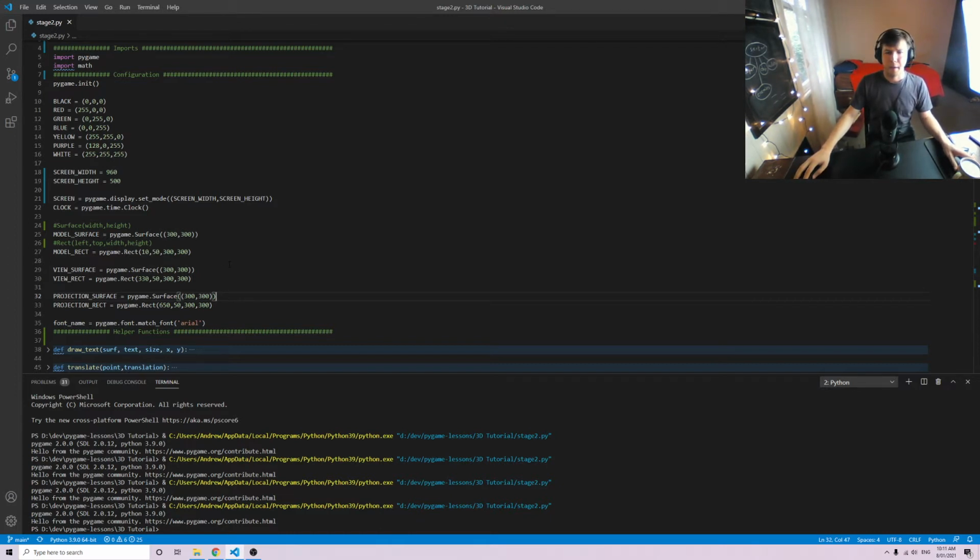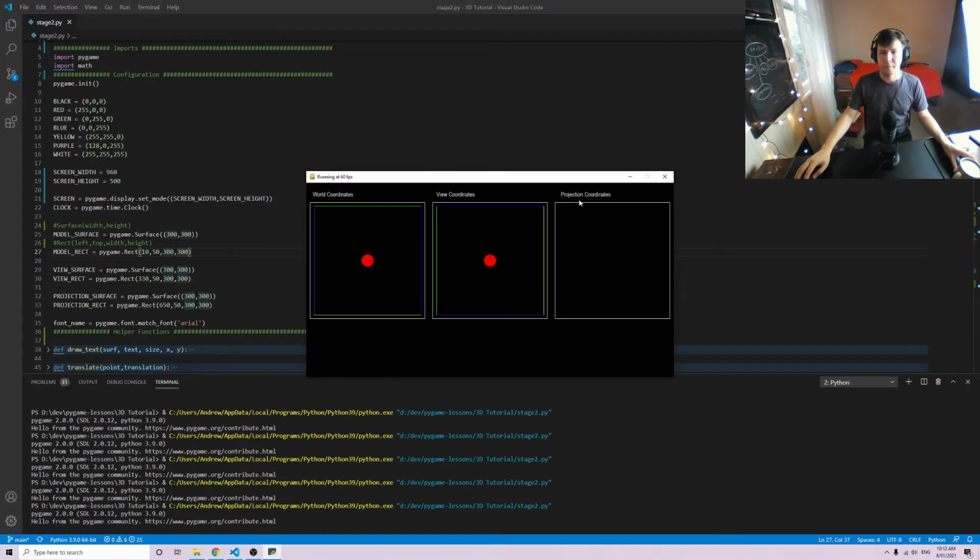Now we need a rectangle to represent where the screen sits in the window. And the syntax here is we have the x coordinate of the left point, the y coordinate of the upper point. So you define the upper left point, and then the width and the height. Let me just run this and demonstrate.